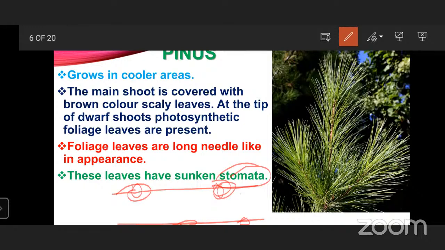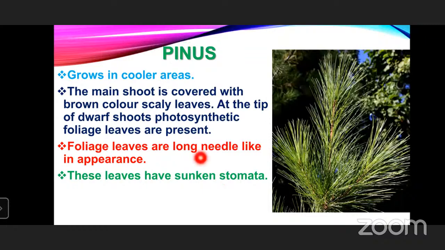So this stomata plays an important role in transpiration. In the case of this Pinus plant, the stomata are sunken stomata. Sunken stomata means stomata which are deeply embedded in the epidermis of the leaf. That type of stomata is called sunken stomata. Once again, I repeat: sunken stomata means stomata deeply embedded in the epidermis.